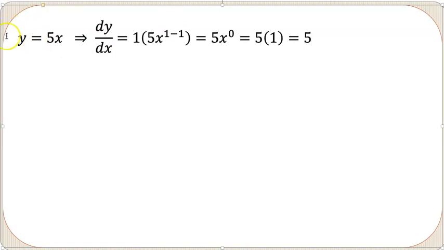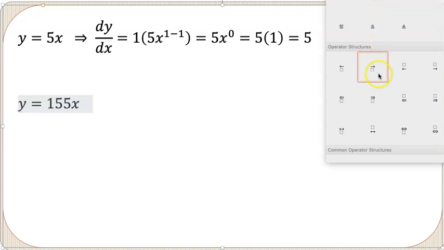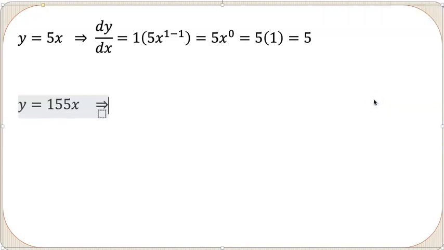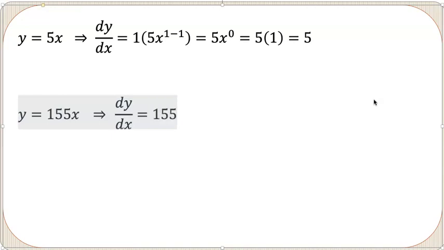Right? That's cool. So if we had y equals 155x, then we could have said dy over dx. Right? When we differentiate y with respect to x, we would simply get 155. No long working.